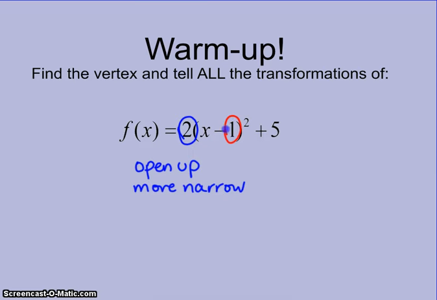I look at this 1 here. This is an x minus a positive 1 because the subtraction sign is a part of the original equation. So that means that this moves to the right 1. And last but not least, this plus 5 means I move up 5 units.